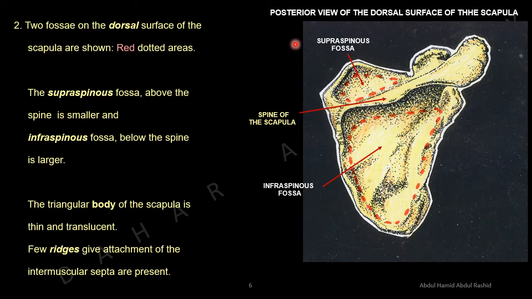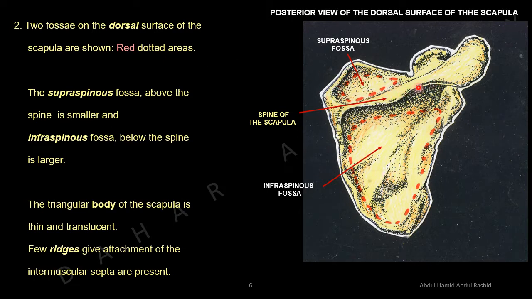This is the posterior view, that is, looking from behind at the dorsal surface of the scapula. You can see here, this is the dorsal surface of the scapula. It is divided transversely by the spine of the scapula. In this diagram, you can see two fossae on the dorsal surface of the scapula with red dotted lines.